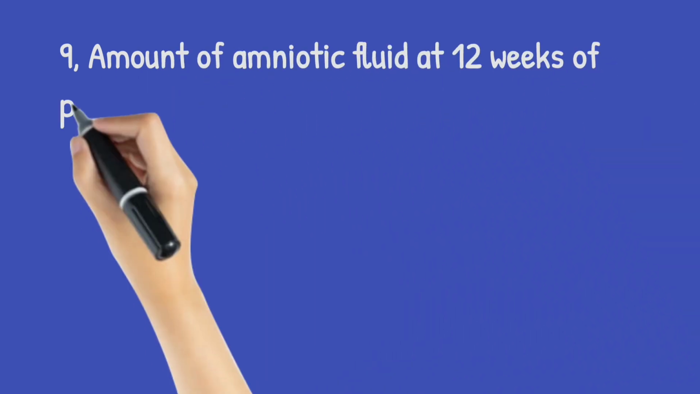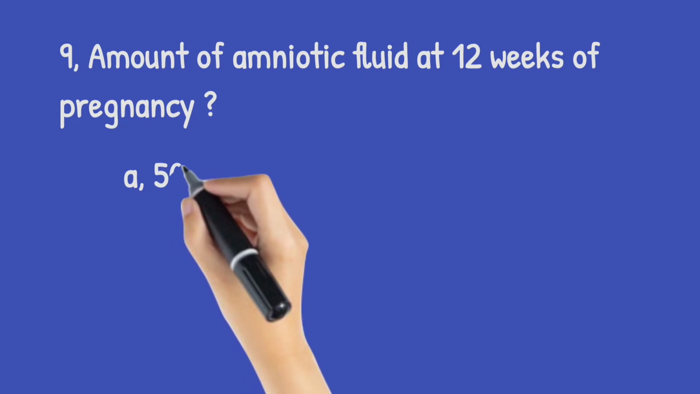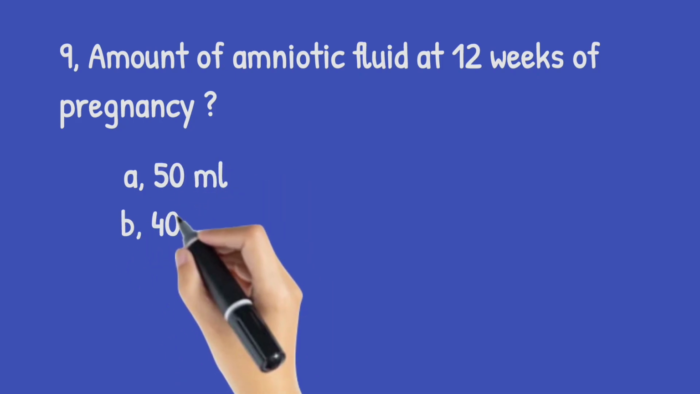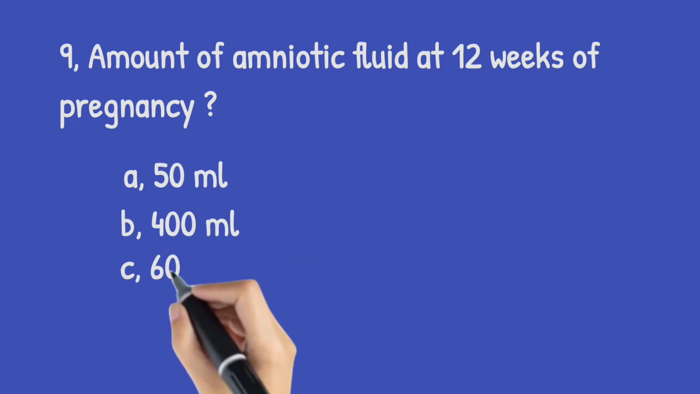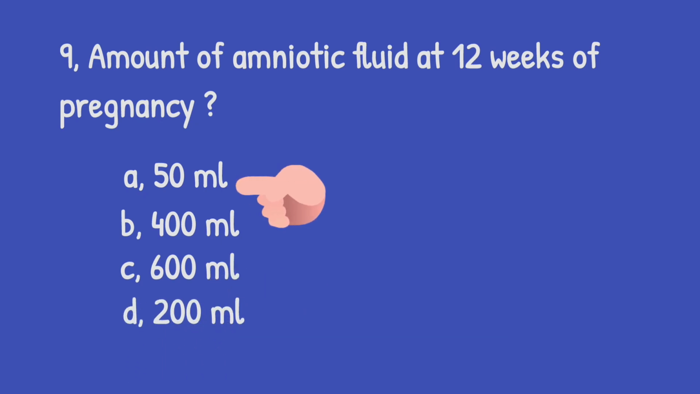The amount of amniotic fluid at 12 weeks of pregnancy: option A, 50 ml; option B, 400 ml; option C, 600 ml; and option D, 200 ml. The answer is option A, 50 ml. The amount of amniotic fluid at 12 weeks of pregnancy is 50 ml, 400 ml at 20 weeks, 1 liter at 36 to 38 weeks, and at term 600 to 800 ml.